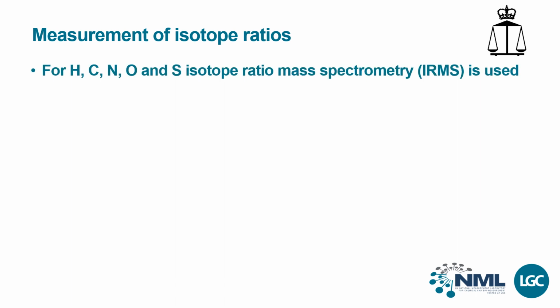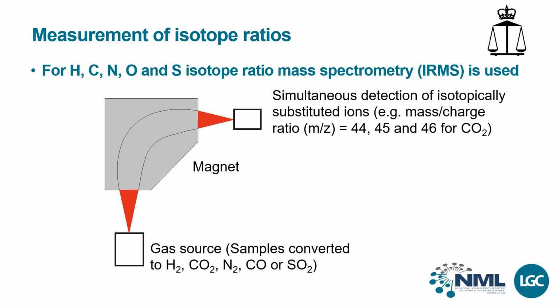Isotope ratio mass spectrometry, IRMS, is used to determine the isotope ratios of hydrogen, carbon, nitrogen, oxygen, and sulfur. IRMS uses a magnet to separate the ionized gas molecules that are introduced into the system. Detection is using dedicated collectors, Faraday cups, and can, for example, collect the ions of mass 44, 45, 46 for carbon dioxide simultaneously. The relative amount of each ion, isotope, is measured and ratios calculated.